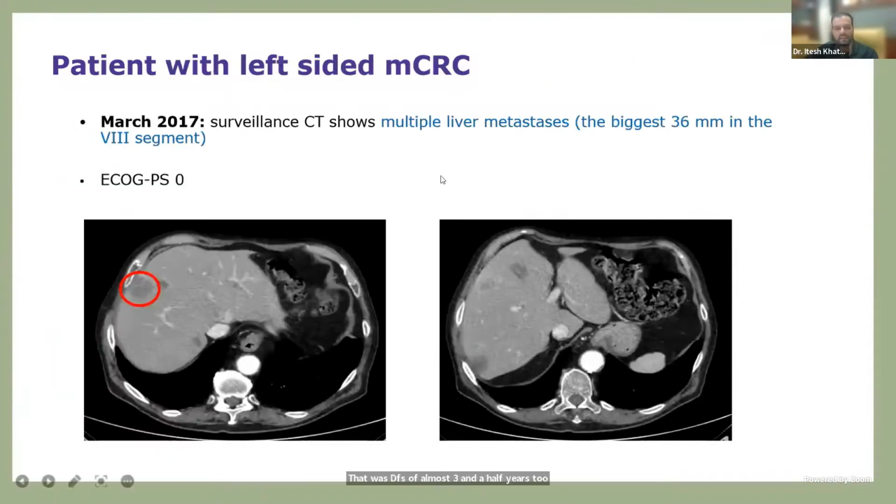In March 2017, surveillance CT showed multiple liver mets. Basically, the patient had mild abdominal pain, for which a scan was done, and which showed multiple liver mets. The largest size was around 36 mm in segment 8 of the liver. ECOG PS was good.